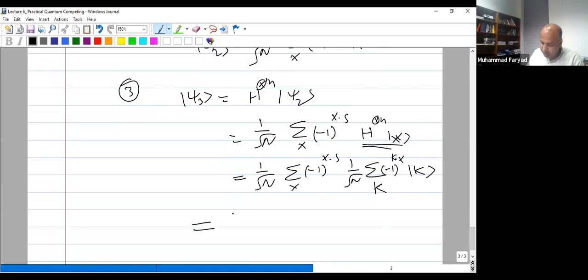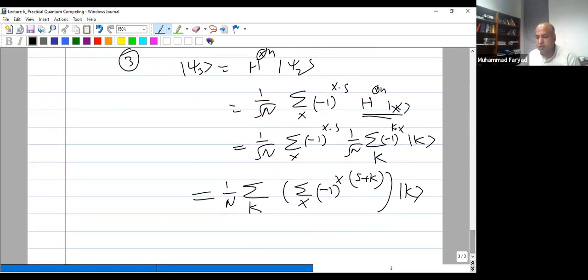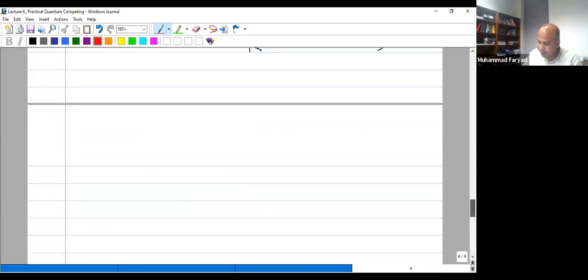Okay, now this 1 over square root of N, 1 over square root of N becomes 1 over N. And let's take this sum over k out. And we have something inside as sum over x, minus 1 to the power x·s and k·x. They will add together in the powers, and I can take x common, and I have s plus k inside, |k⟩. So this is the state at the output after applying the second Hadamard.